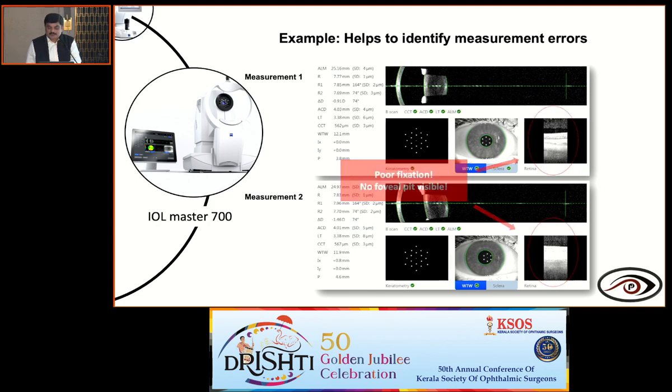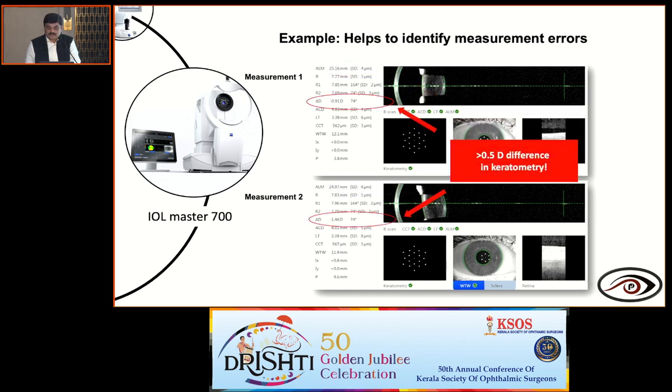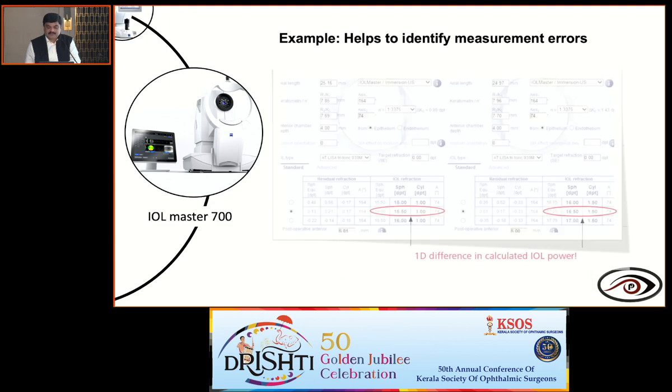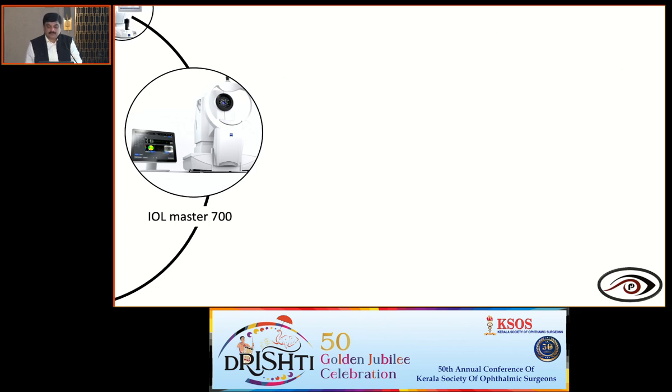Because you cannot see the foveal pit. Then if you see more than 190 micron difference between measurement 1 and measurement 2, that means your second measurement is not good. And also you should look for a keratometry difference of more than 0.5 diopter. That means you need to repeat the reading, otherwise you may land with a difference in the IOL power. And also you should look at both eyes, to see if there is a difference in the IOL power also.